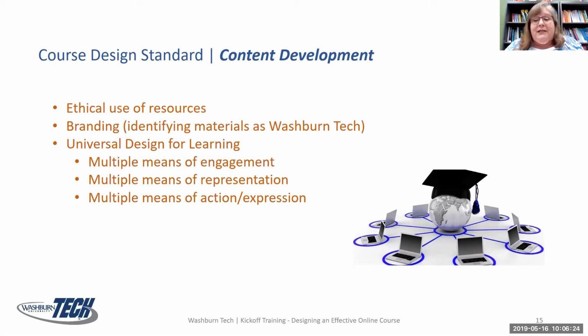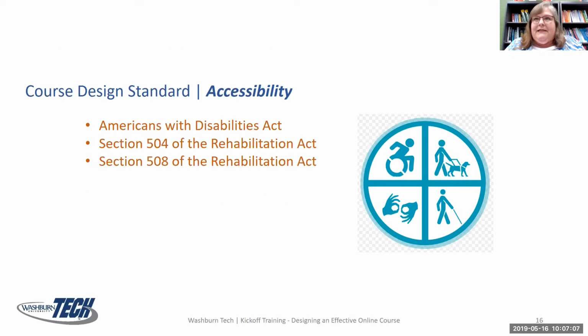Multiple means of representation means that we're providing numerous ways that we're explaining concepts. We're representing the concepts in ways that students can understand. The multiple means of action and expression means that we're presenting a variety of opportunities for students to demonstrate their learning, to express themselves. Accessibility is something that you need to be aware of.